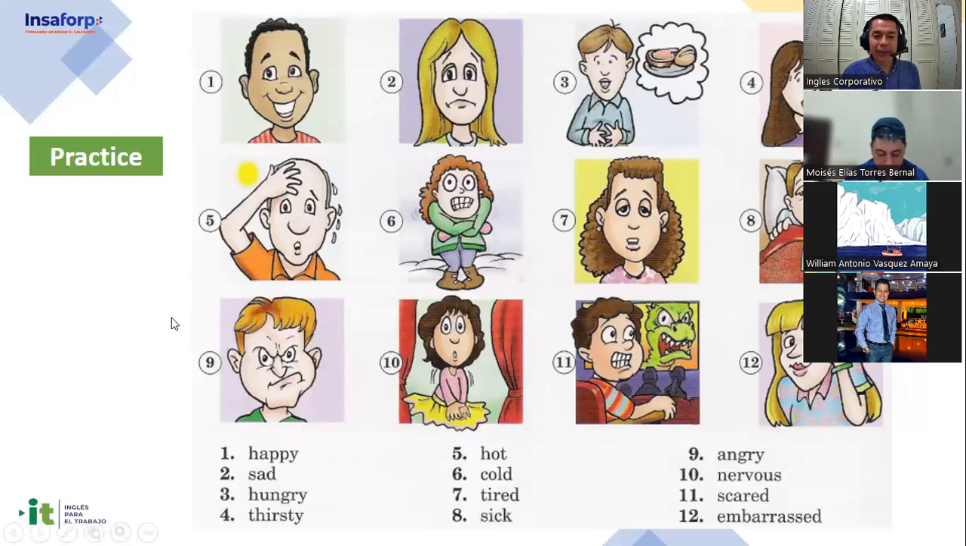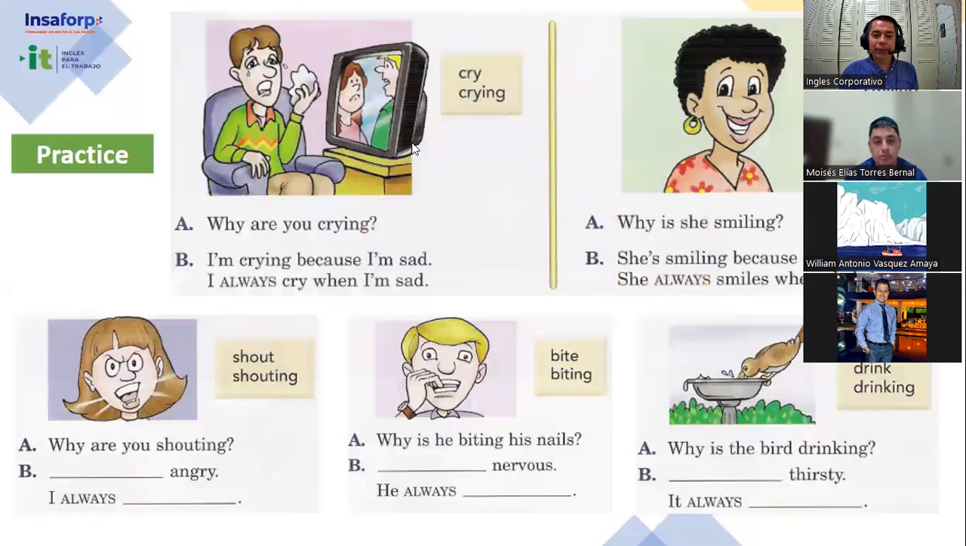Okay, very good. Now, let's go to this practice, right? Conversation one. Cry, simple present. Cry, present continuous. Smile, simple present. Smiling, present continuous. Now, look. Why are you crying? Present continuous, right? I am crying because I am sad. I am crying is present continuous, because in this moment he's driving.